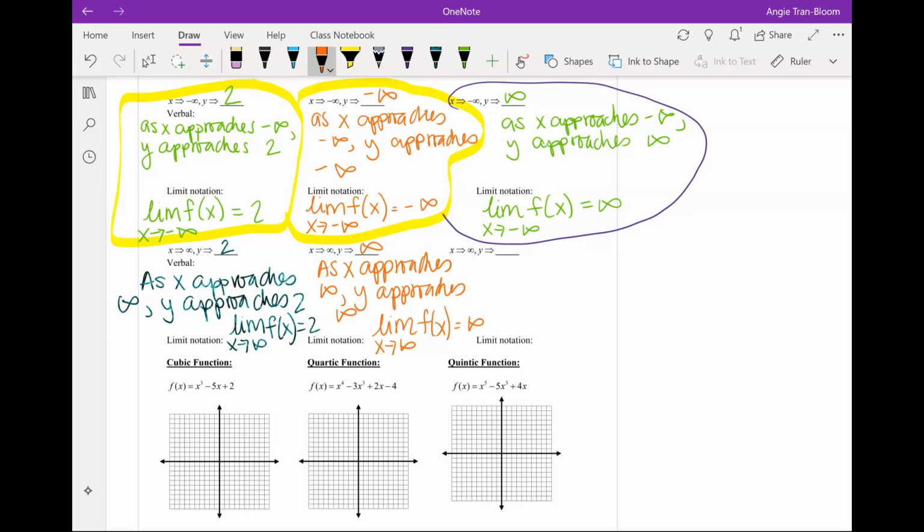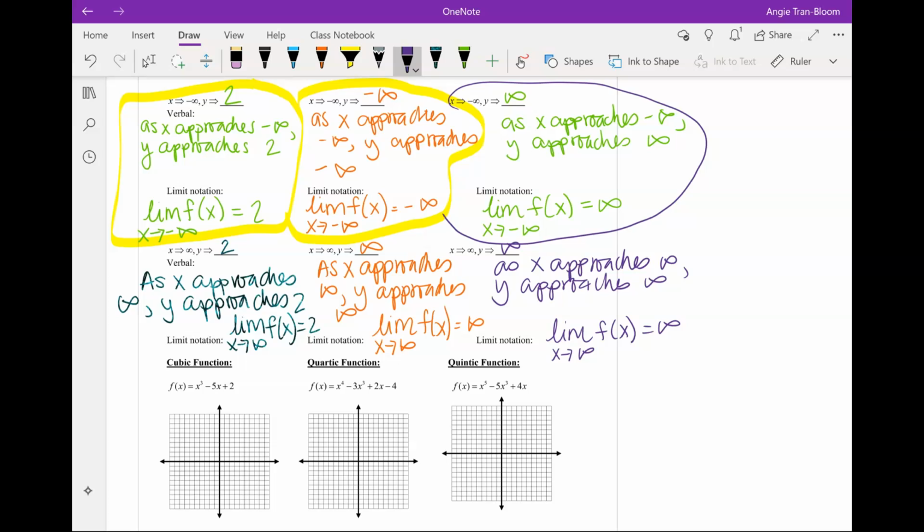The one on the right, as you know, it was a quadratic equation, and it was opening up. So what was the answer as y approaches? As x approaches the right, which is positive infinity, what was y approaching? Infinity. You're right. Okay. So as x approaches infinity, y approaches infinity as well. So limit notation, the limit as x approaches infinity of f of x equals infinity. So that's the end behavior.